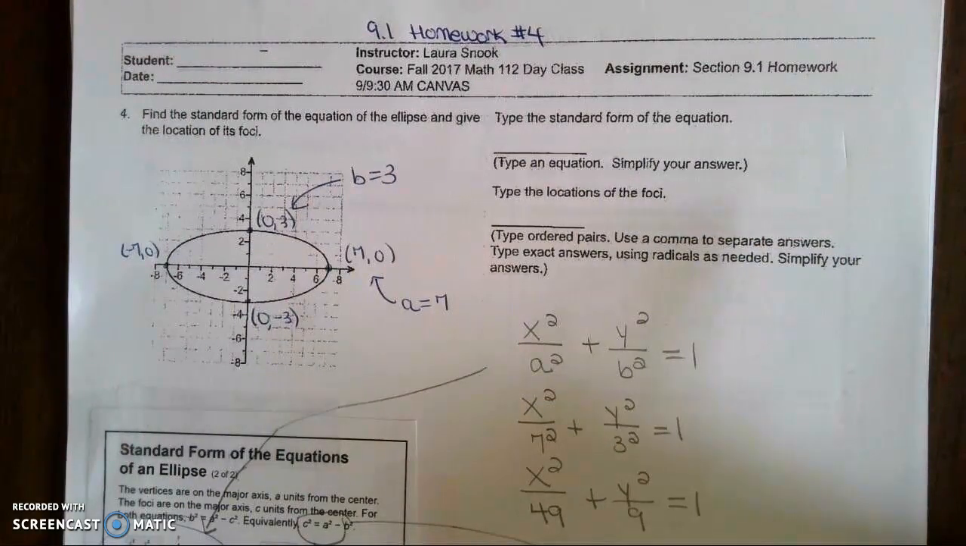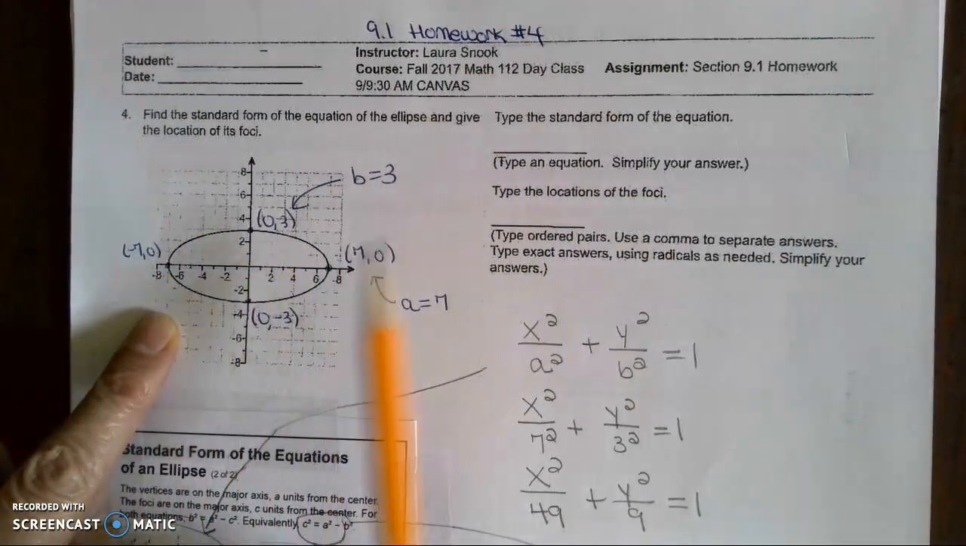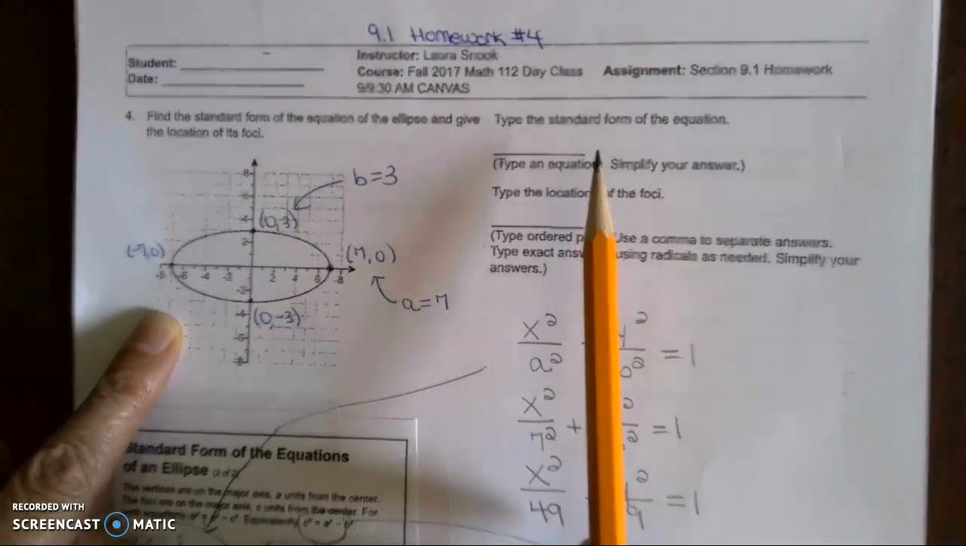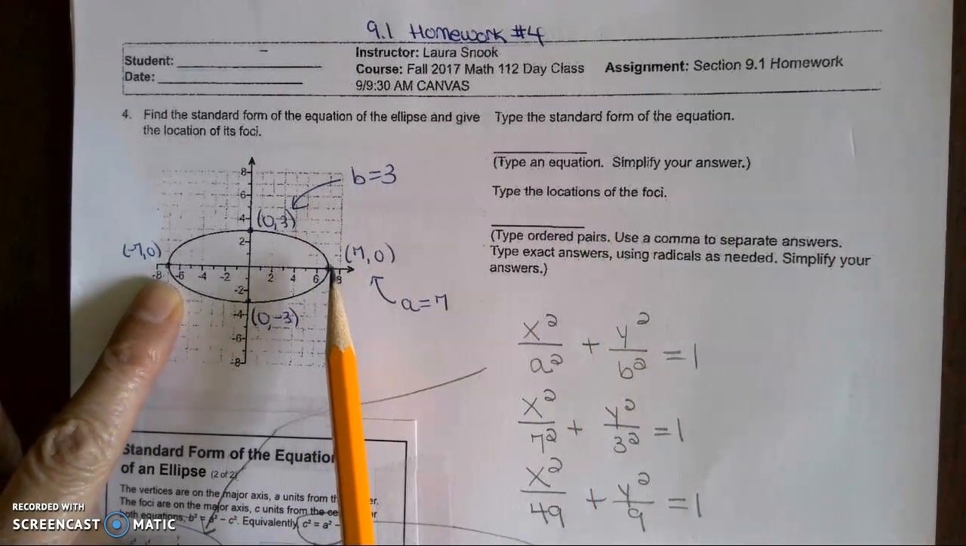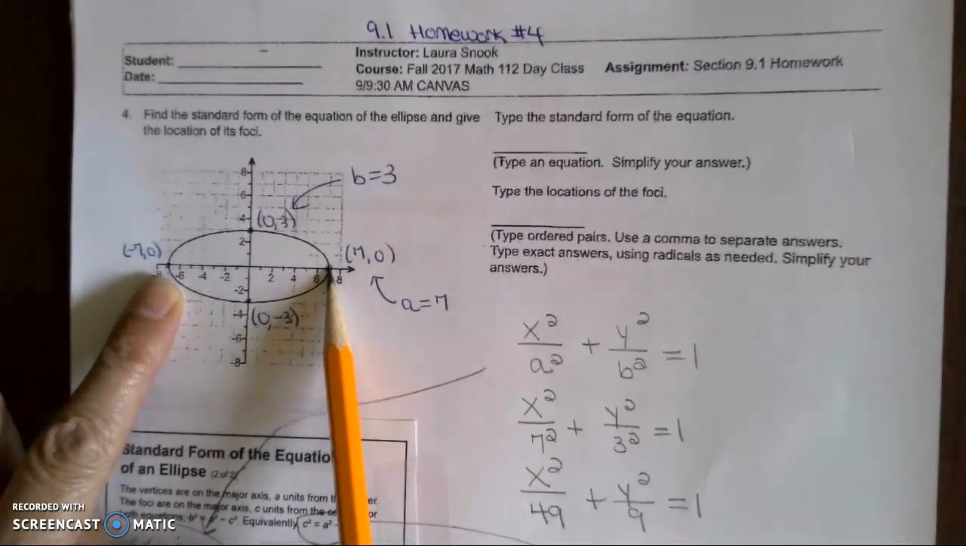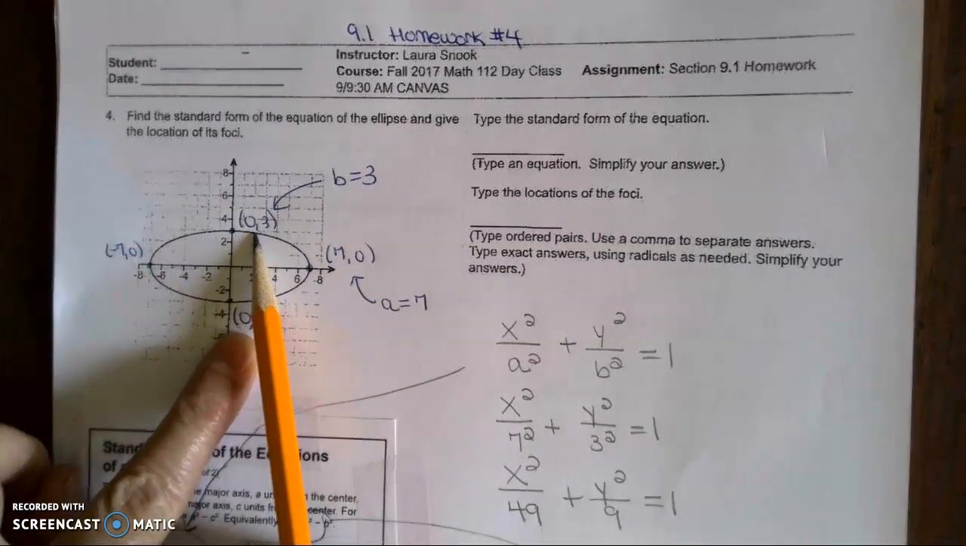Okay, so for this one, what they do is they give us an equation, they give us a graph of an ellipse, and they want us to come up with the standard form of the equation, and then they want us to find the foci. Okay, so the first thing I notice is I'm going to label my points. So these are the points on my major axis, and these are the points on my minor axis.